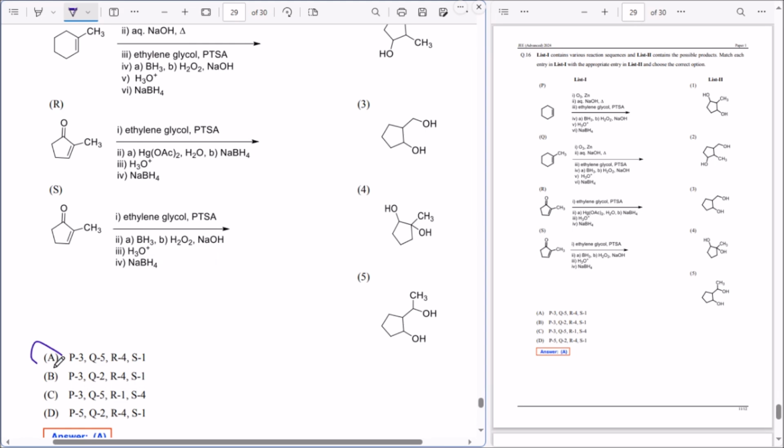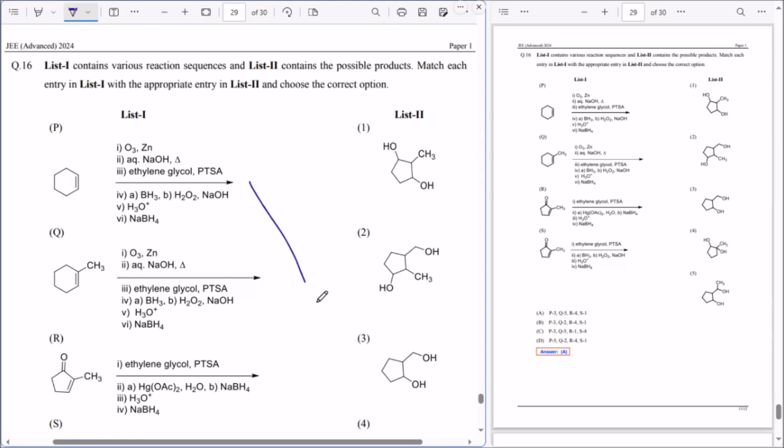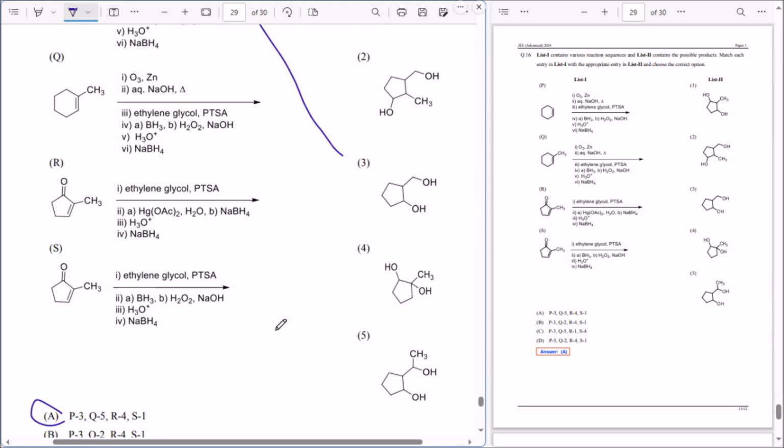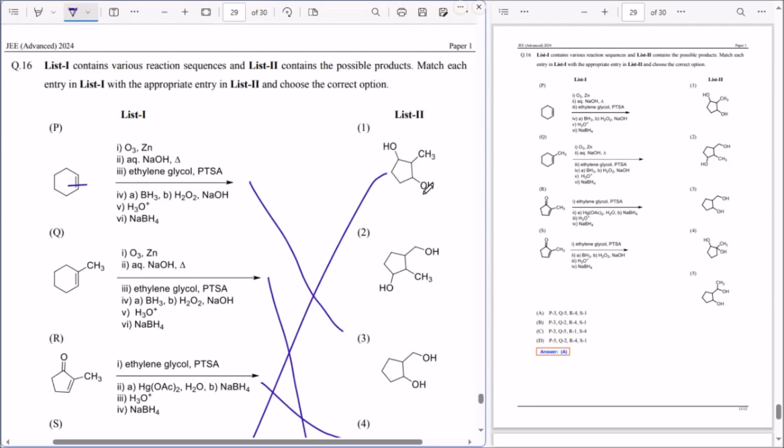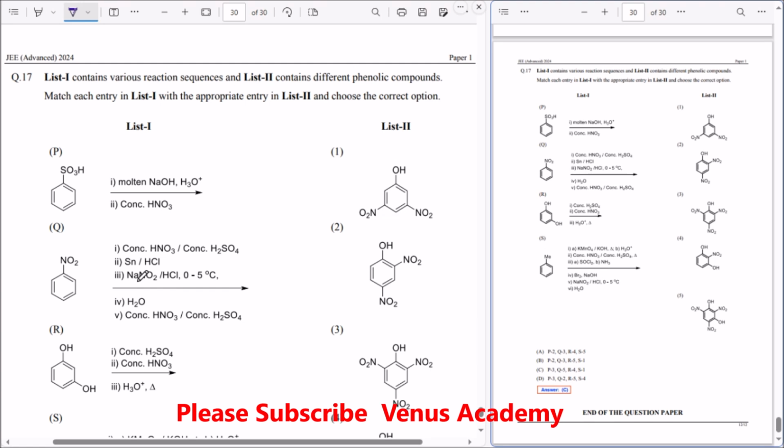Option A, that is P3, it is going to give diol, and Q5, this secondary alcohol, and R4, this is tertiary alcohol, and S1, this is ring diol. You will have alcohols on the ring. Next, list 1 contains various reaction sequences. List 2 contains different phenolic compounds. Match each entry in list 1 with the appropriate entry in list 2 and choose the correct option.